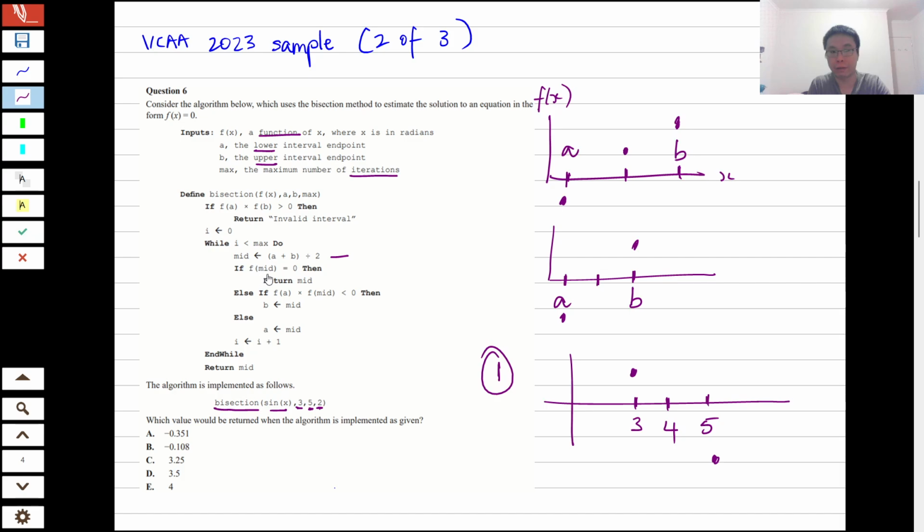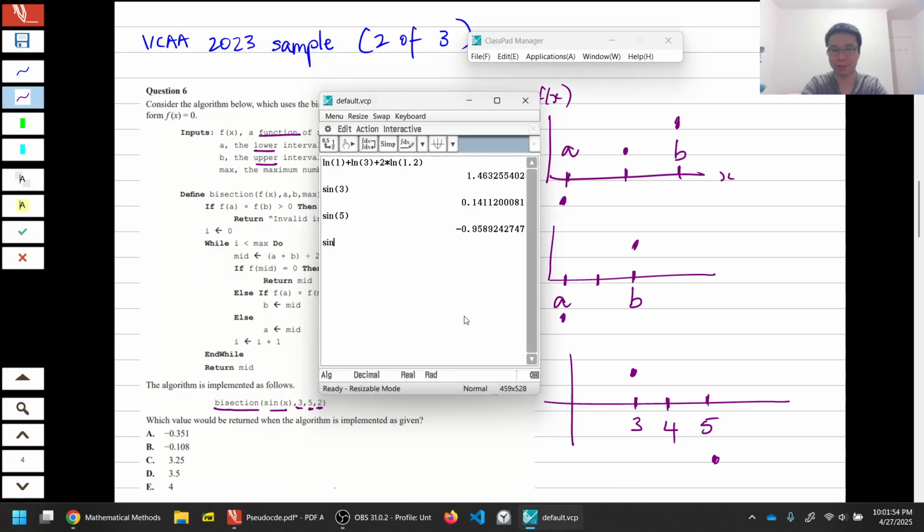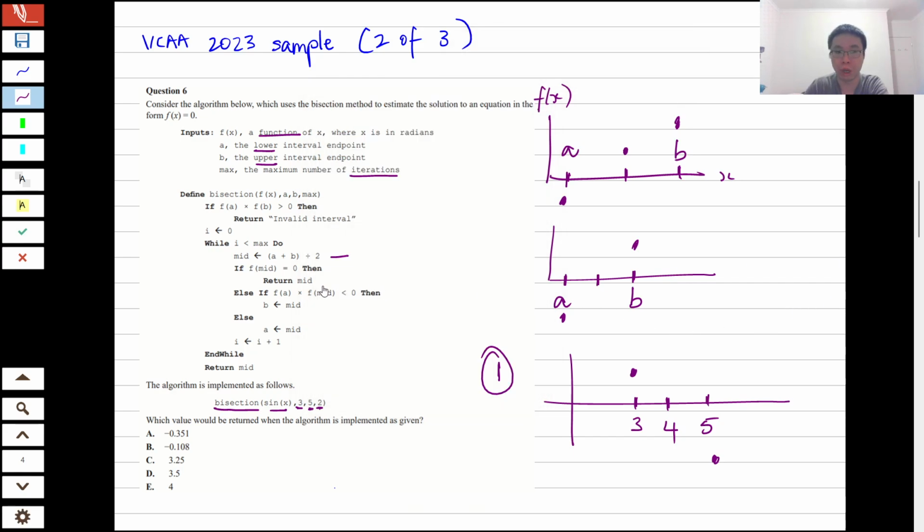Now, if the function evaluates to 0, we return the midpoint, and we're done. The midpoint of 3 and 5 is 4, so now we need to check, is sine of 4 radians equal to 0? We already know the answer is going to be no. So we will continue. We will not return from this function. We did not meet this condition, so now we go to the next condition.